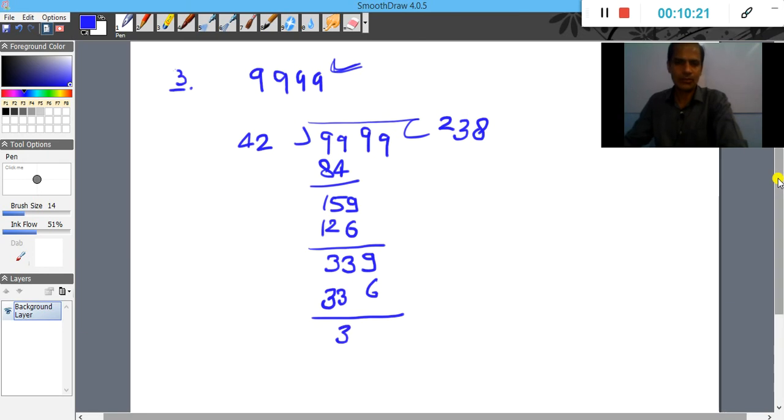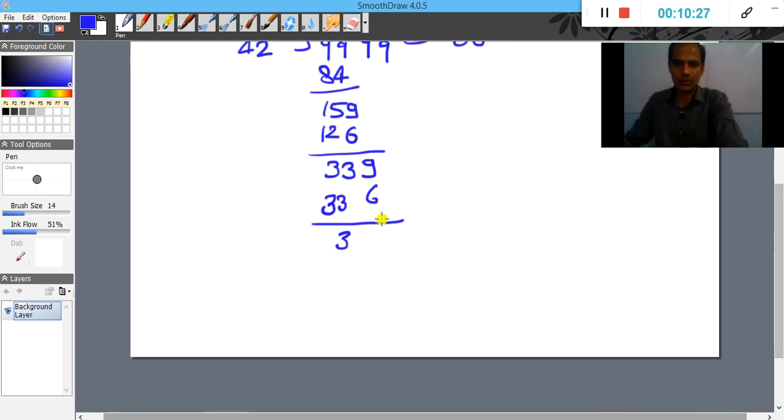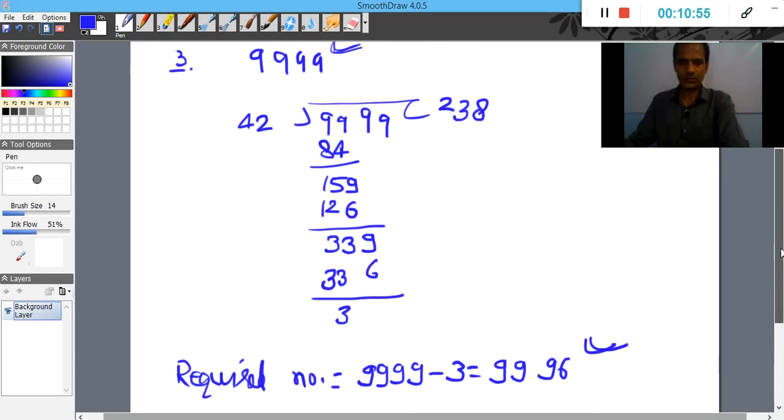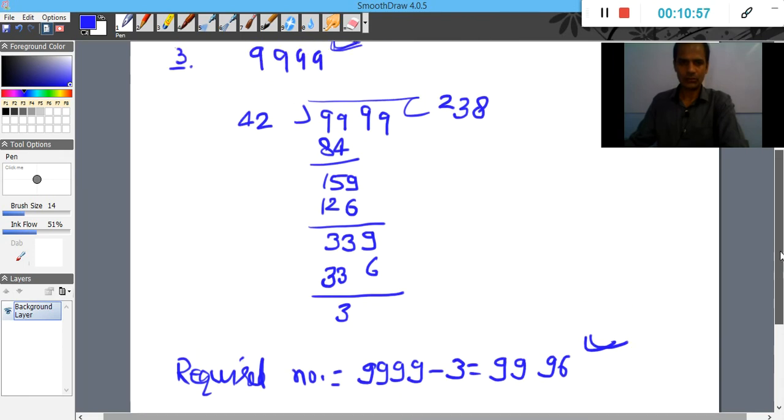Now you can see that this number is not exactly divisible by 42 because the remainder is not 0. जब ये नंबर 0 होता है तभी डिवीजन कंप्लीट होता है, एग्जैक्ट डिवीजन होता है. So the required number is 9999 minus 3, that is 9996. It is the required number. Okay, so this is question number 3. Okay students, note it down.